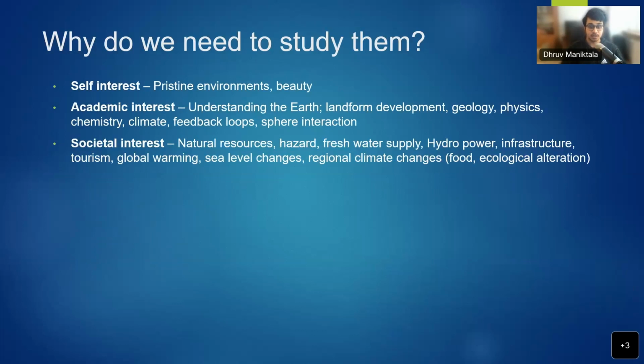And then the last one is social interest. This includes glaciers acting as natural resources. They give us information about hazards in mountainous regions. They're also responsible for fresh water supply to huge parts of society and for generating hydroelectric power, like electricity and hydroelectric dams, infrastructure, tourism, and of course, they are highly associated with global warming, sea level changes, and regional climatic conditions.